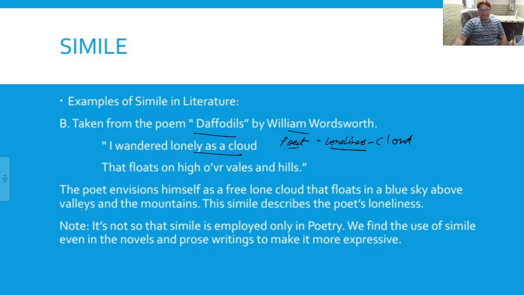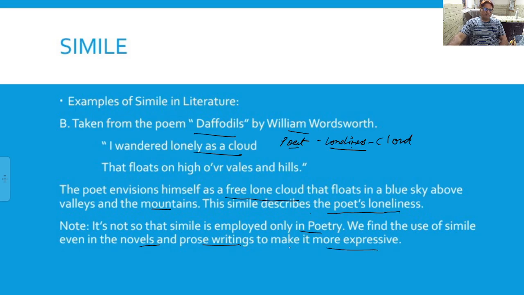The poet envisions himself as a free, lone cloud that floats in a blue sky over valleys and mountains. This simply describes the poet's loneliness, right? So the loneliness has been shared by the poet and the cloud, and that's why the comparison is possible. It is not that simile is employed only in poetry. We should also be mindful of this fact. We find the use of simile even in novels and prose writings to make them more expressive.